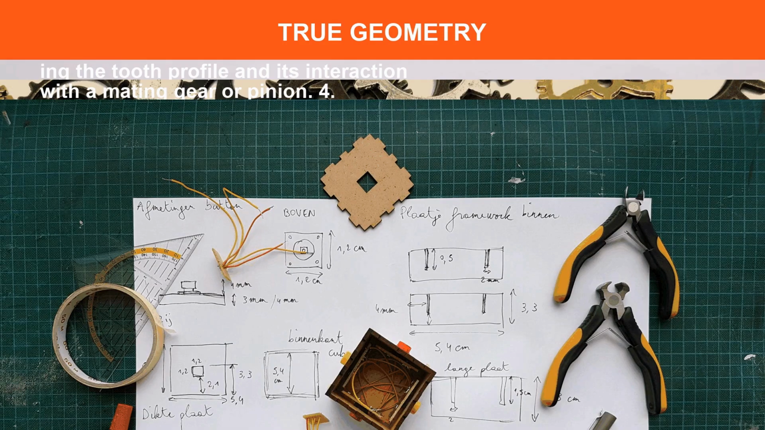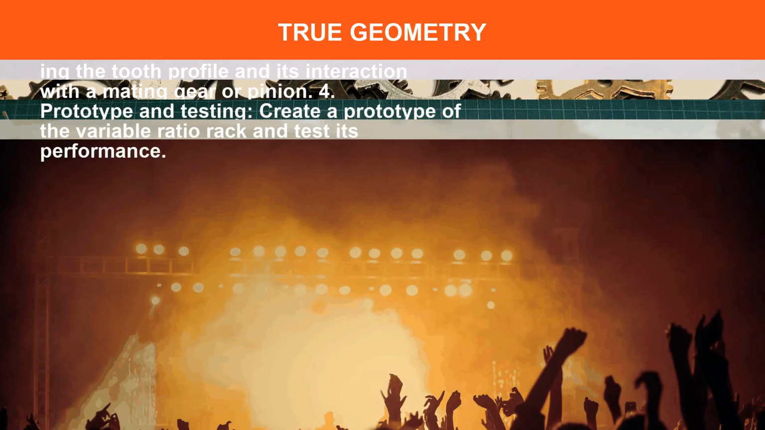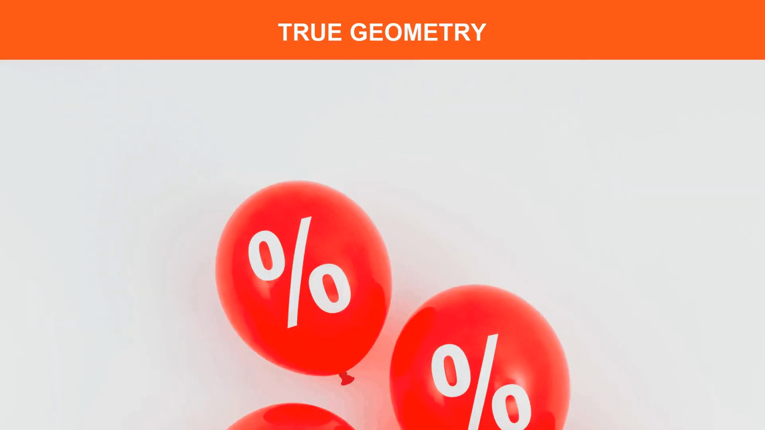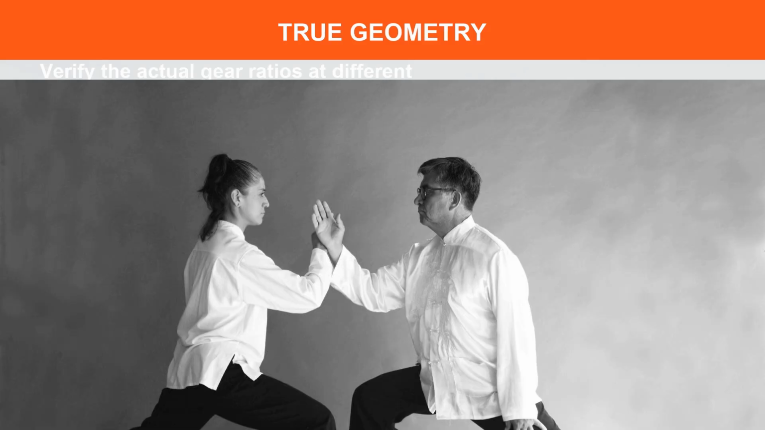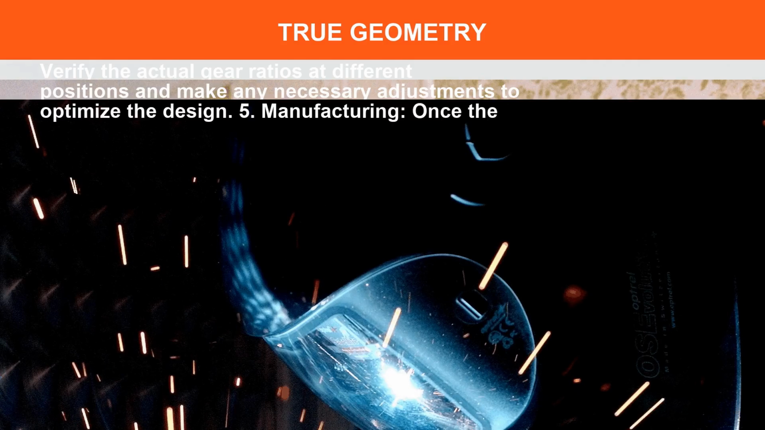Prototype and testing. Create a prototype of the variable ratio rack and test its performance. Verify the actual gear ratios at different positions and make any necessary adjustments to optimize the design.